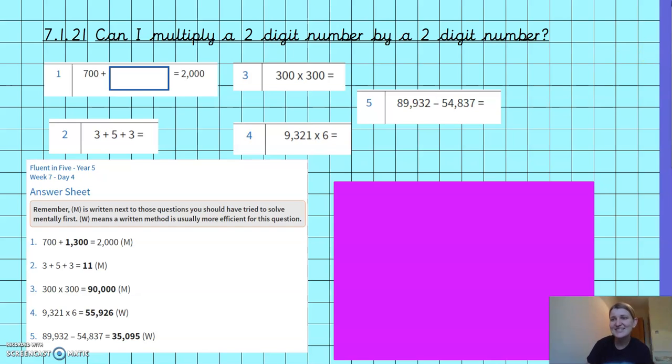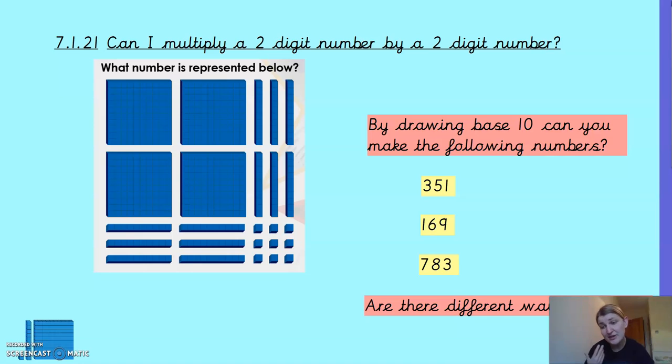Okay, so to begin with, had we been in school, this would have been a really practical hands-on lesson, but no fear, because the things that we were going to do practically with physical base 10, we are going to have a chance to do. Hopefully you can have a go at drawing it yourselves. So begin with over here, what number is represented below? Remember, we've got our hundreds, our tens, and our ones here.